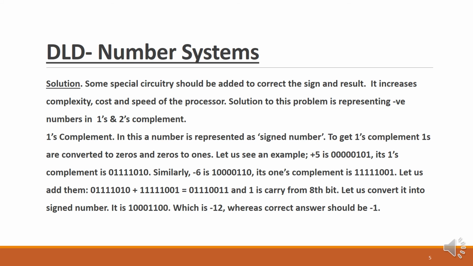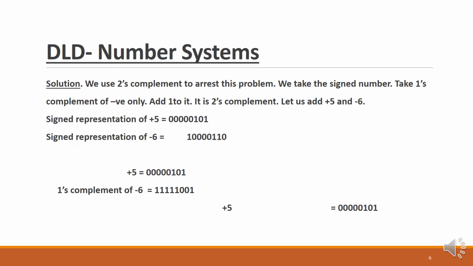Minus 6 plus 5 is equal to minus 1, not minus 12. So another problem has cropped up. So then what is the solution? The solution is that we use 2's complement.